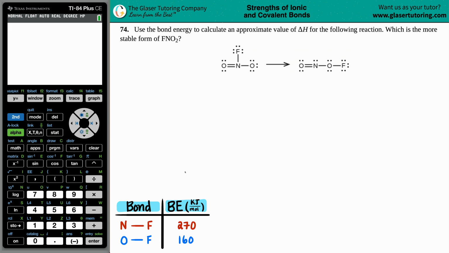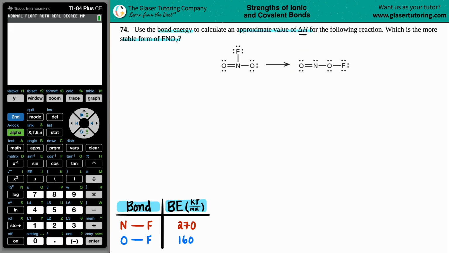Number 74. Use the bond energy to calculate an approximate value of delta H for the following reaction, and then which is the more stable form of FNO2? Okay, so let's tackle that approximate value of delta H.